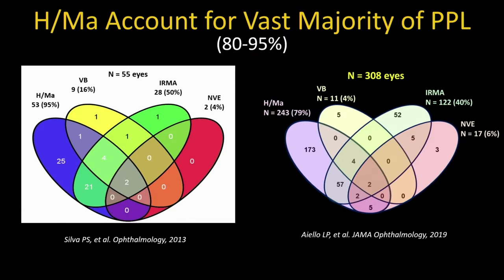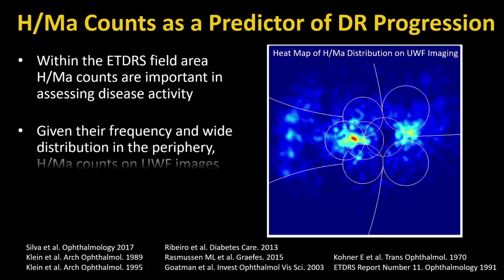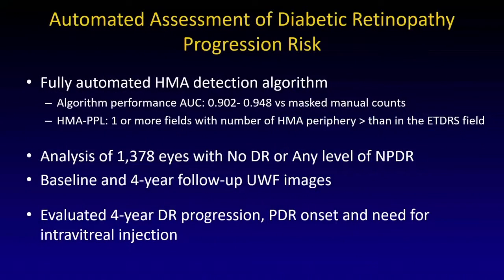Now, an interesting finding from that study, shown on your left, and also from the Protocol AA baseline data shown on your right, is that the vast majority of the lesions in PPL are actually hemorrhages and microaneurysms, 85 to 95%. This is interesting because we know, of course, that within the ETDRS field area, HMA counts are important in assessing disease activity, as is shown by over 1,000 images of HMA locations on the right. Many of these HMAs are located outside the ETDRS 7 fields. Thus, given their frequency and wide distribution in the periphery, HMA counts on ultra-wide-field images might provide improved prediction of DR progression and PDR onset.